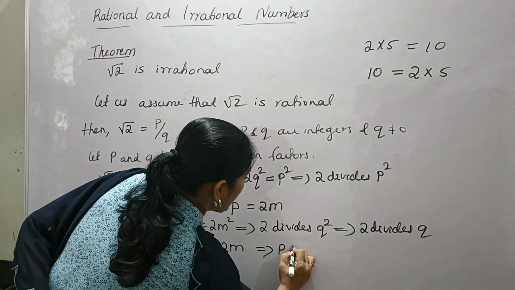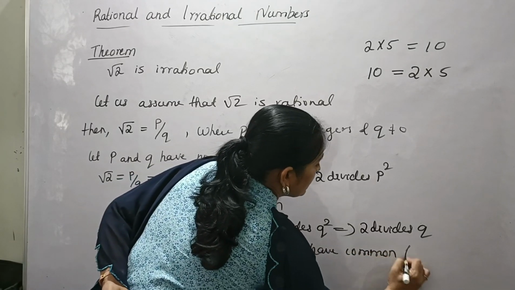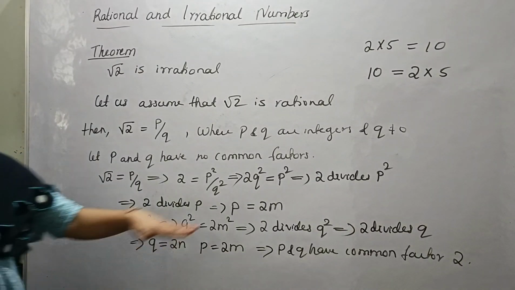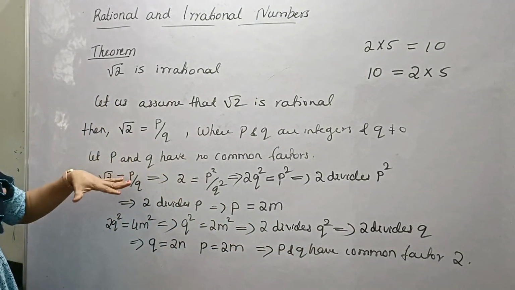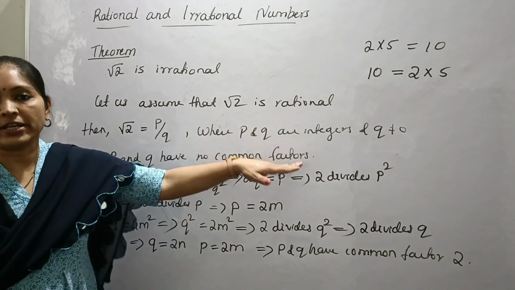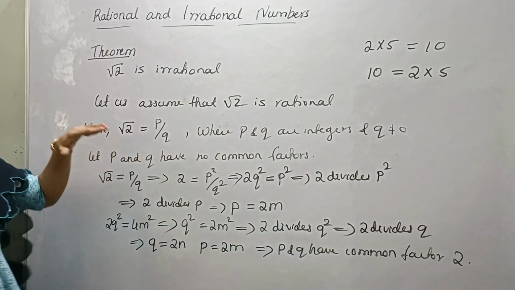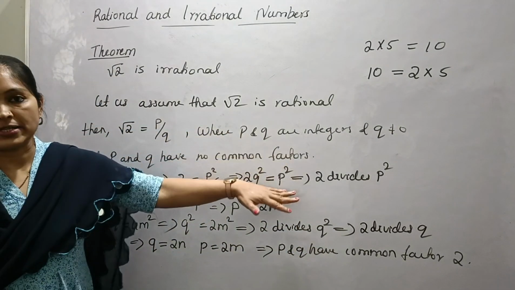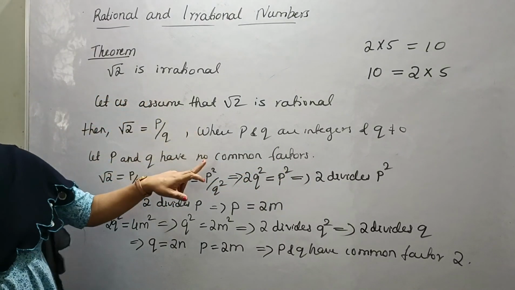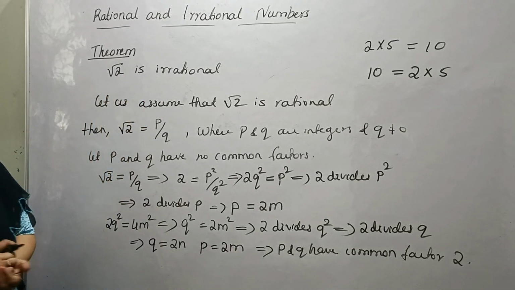That implies p and q have common factor 2. But this is wrong, because it contradicts that p and q have no common factors. Therefore, our assumption that root 2 is rational is wrong. Thus, root 2 is an irrational number.